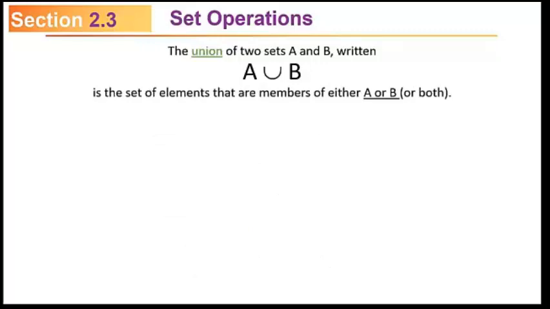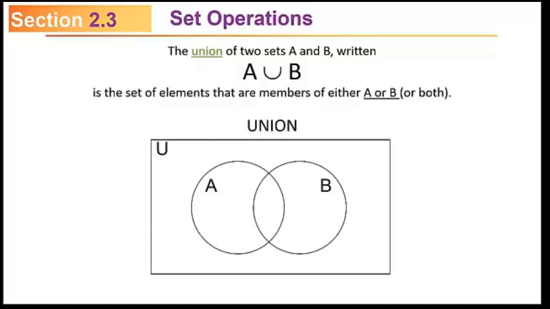The union of two sets A and B, written as the arch turned upside down, sort of a U shape, A union B, is the set of elements that are members of either A or B or both. They can be members of A, they can be members of B, or they can be both, but they don't have to be both. That's the union of two sets. Looking at it with a Venn diagram, the union is everything in either A or B or both.